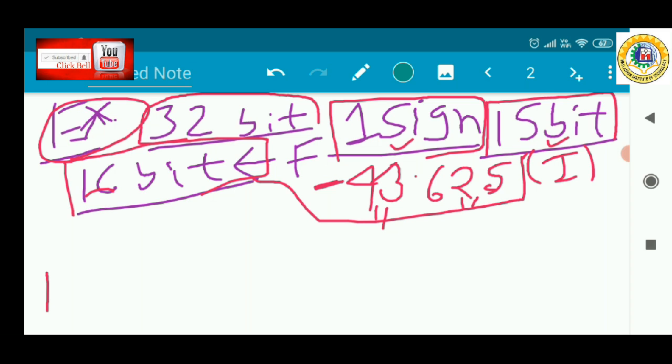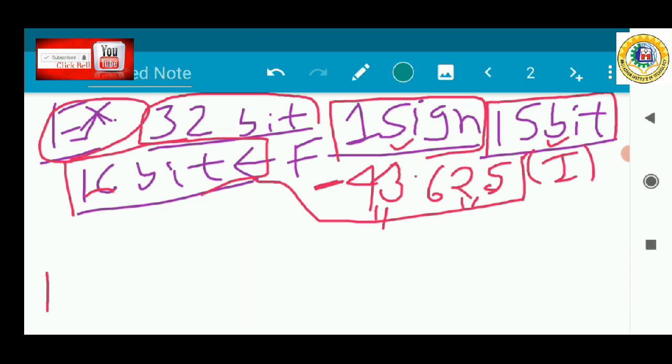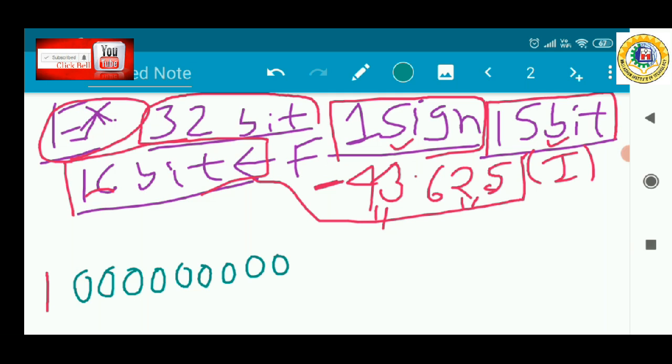So 43 in binary is 101011. You can get this, the binary of 43 is 101011, which is 6 bits. So apart from these 6 bits, there are 9 more, so 1 2 3 4 5 6 7 8 9. After those 9 zeros, 43 in binary is written as 101011.